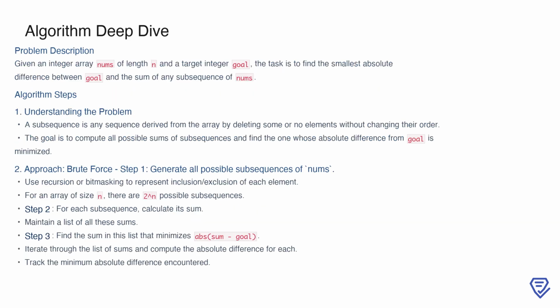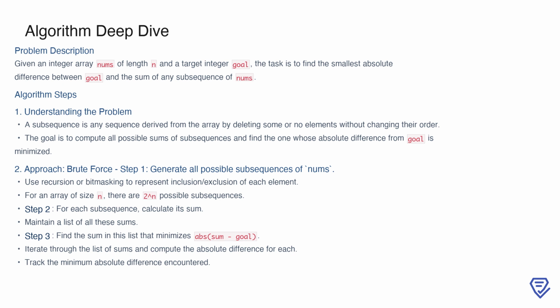To understand this problem, we're tasked with finding the smallest absolute difference between a target value, called goal, and the sum of any subsequence of the given array nums. A subsequence is essentially formed by taking 0 or more elements from the array in their original order, but without needing to use all the elements. For example, if the array is [1, 2], its subsequences include [], [1], [2], and [1, 2].